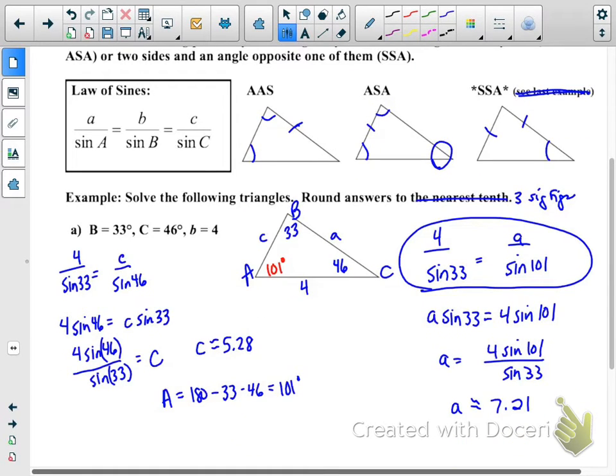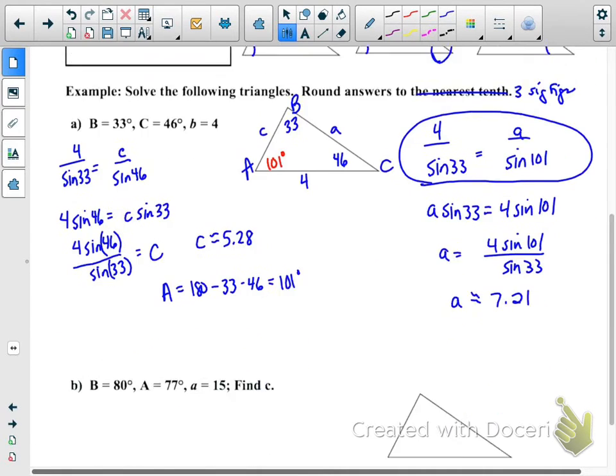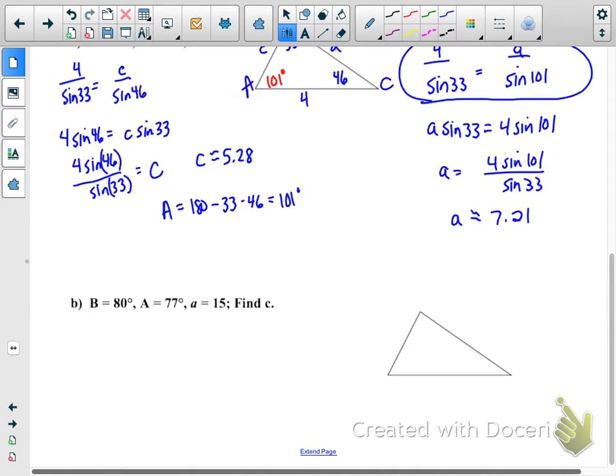All right. The next one, we're just going to find little letter C just because I want to force you to start there and show you something that we haven't done yet. So in this case, A, B, C, 80, 77. Again, this is not drawn to scale. Little letter A is 15. Okay, I want you to find little letter C next. Okay, well, problem: to find little letter C, I would need to know angle C, and I don't know angle C. But I know angle A and B.